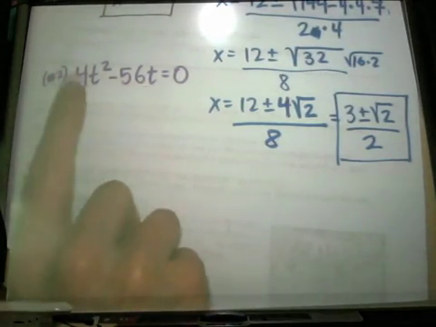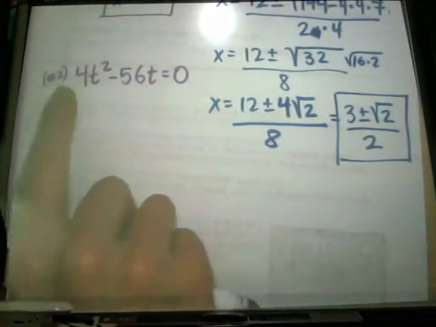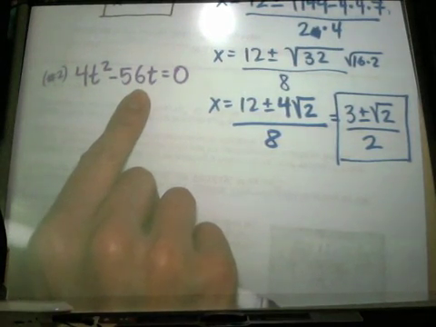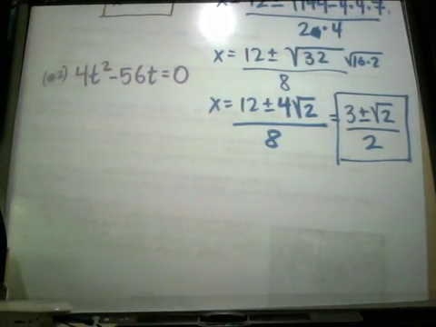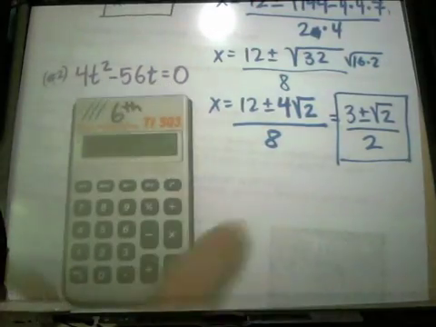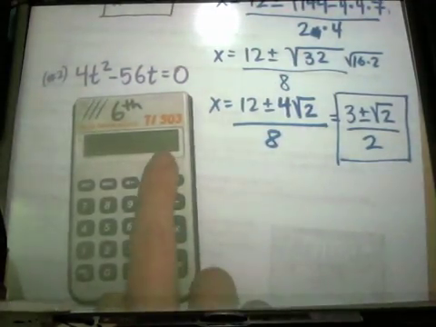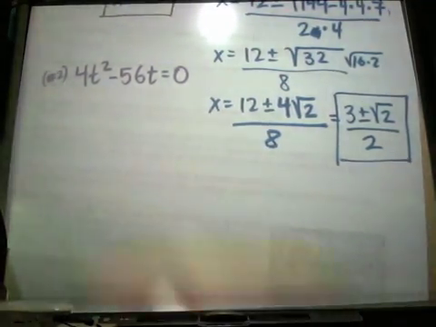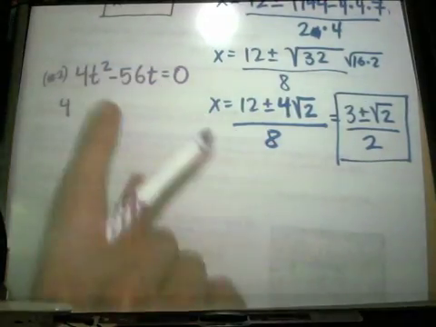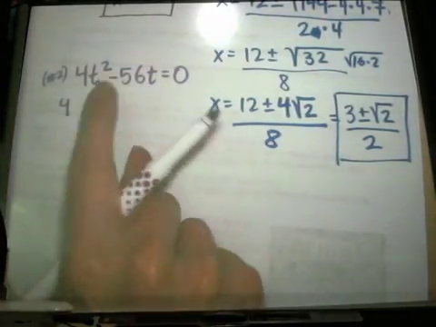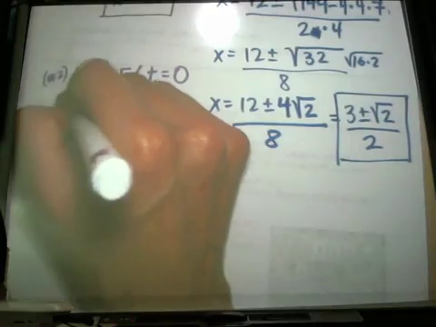What can I factor out of both of these two terms? What's common that I could divide out? CJ? 4. Okay, good. Now, if you're not sure about the 4, test it out. 56 divided by 4, that's a 14. We can take a 4 out. What else? Leanna? Good. I can take one t out.